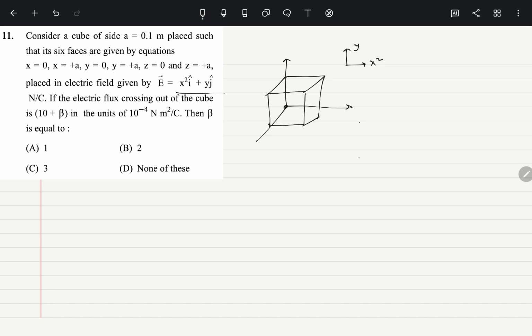Now the faces on the z-axis side, the flux will be 0. Now we just need to think about the faces through which the flux is not 0. The first face I can think of right now is A, B, C, D. There is a flux through this A, B, C, D because the area vector for this face will be in the i cap direction and there is an electric field in the i cap direction, the a x square. For this face the x value is a, so the electric field is a square i cap and the area is a square. So the flux through A, B, C, D is a to the power 4, and a is 0.1, 10 to the minus 1, so 10 to the minus 4. Clear?